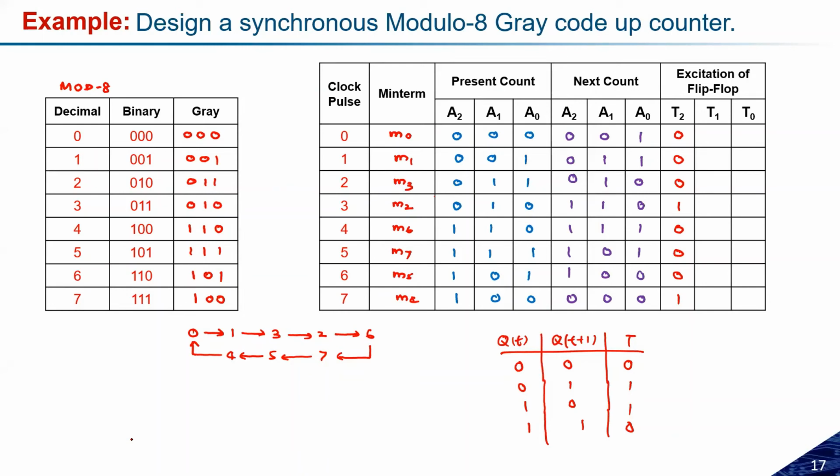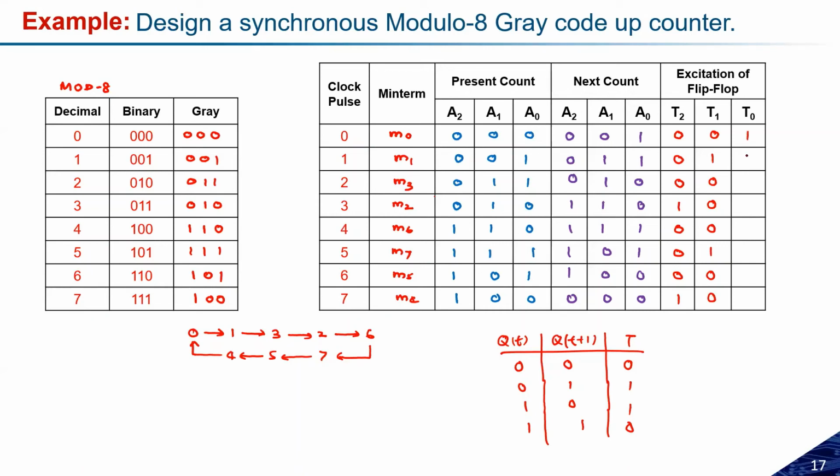Sir, M0 will be 0 for T1. Okay, 0. Then 1. Then 0. 0. 0. 1. 0. Yes. And 0. Okay, absolutely correct. Similarly, we can make it for T0. Yes. So similarly, we have to use this excitation table.